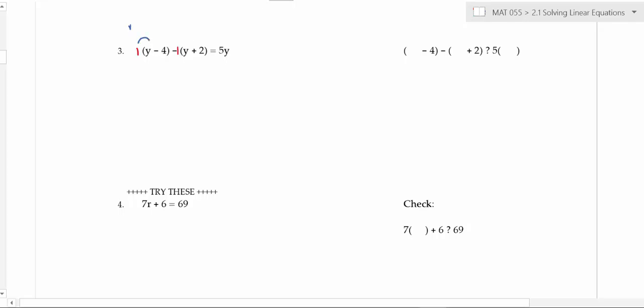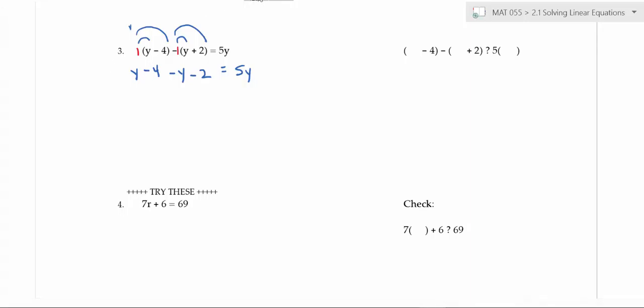So if we did just 1 times y, we get y. If we do 1 times 4, we get 4. Same thing here. If we do negative 1 times y, you get negative y. If you do a negative 1 times a positive 2, you get a negative 2. So that's the distributive property. Now, you don't have to put those ones in front of there. That's just showing you what this means.